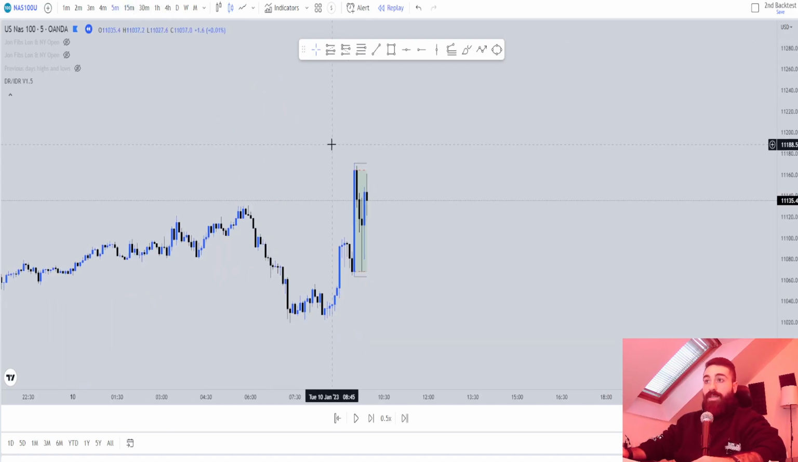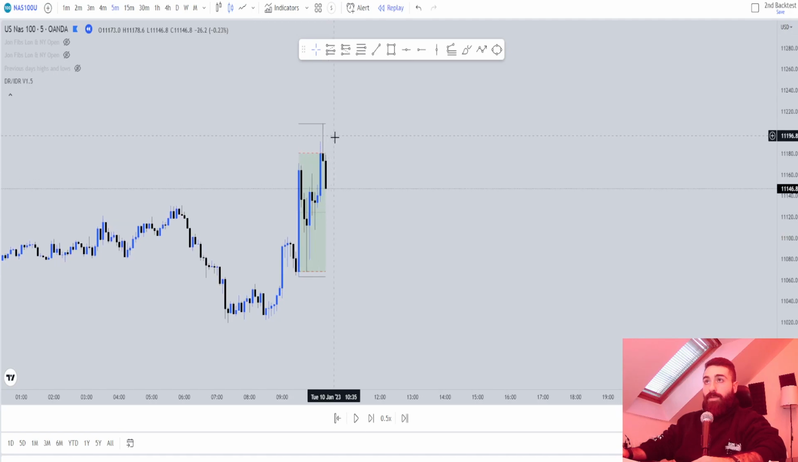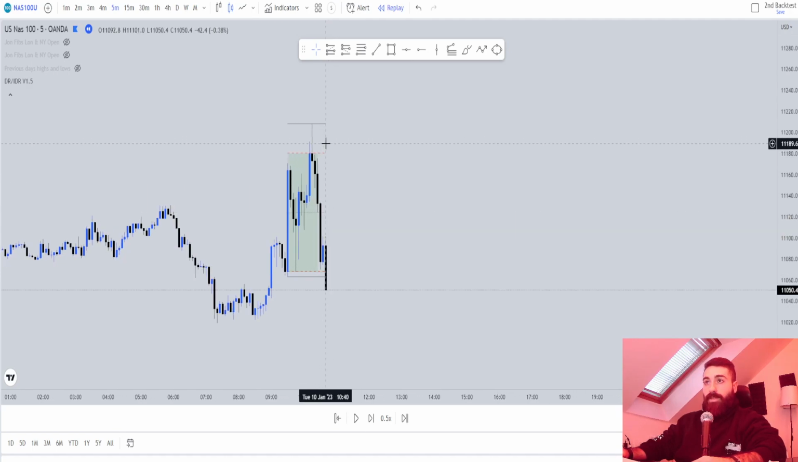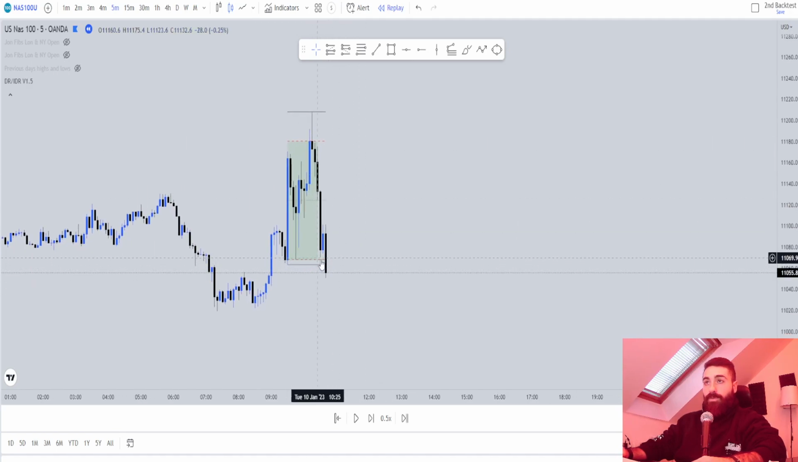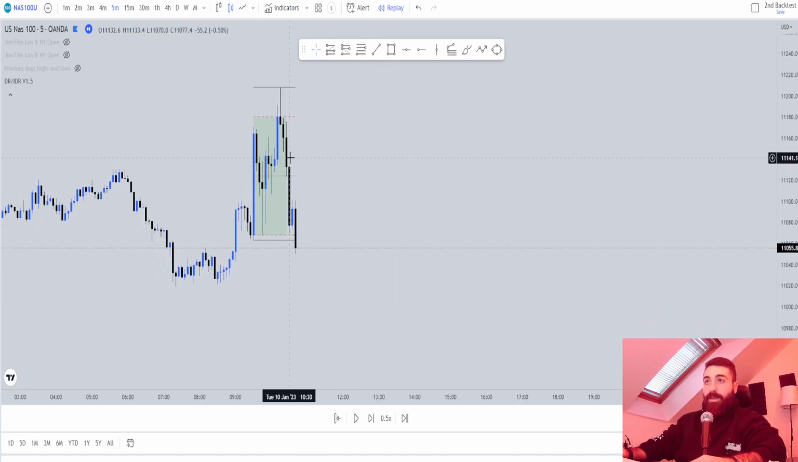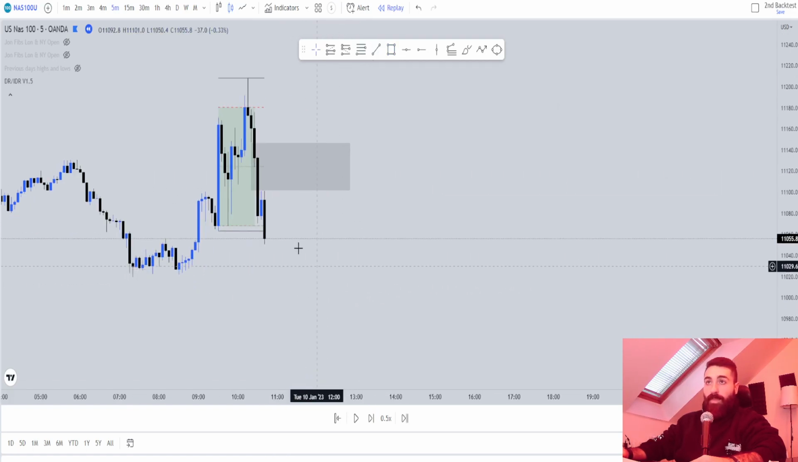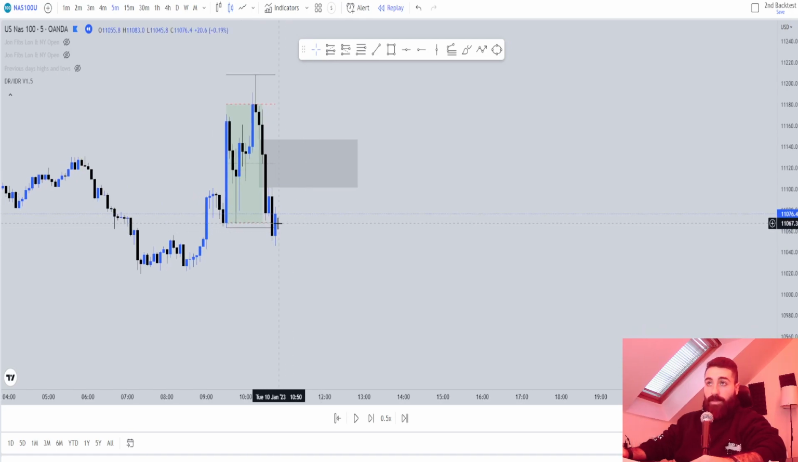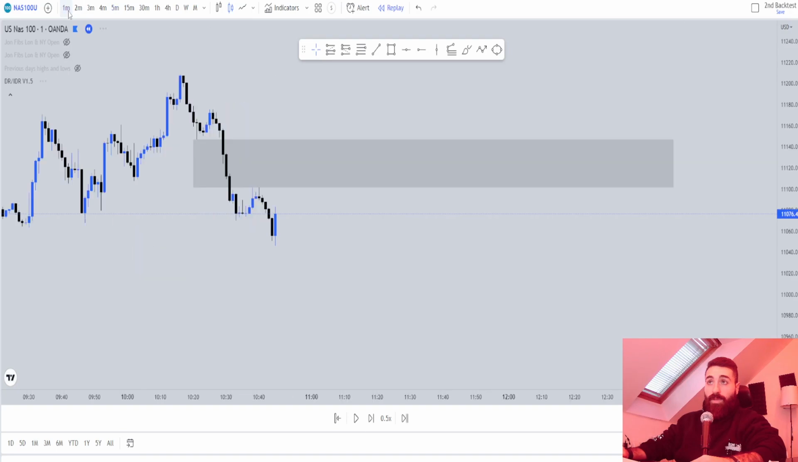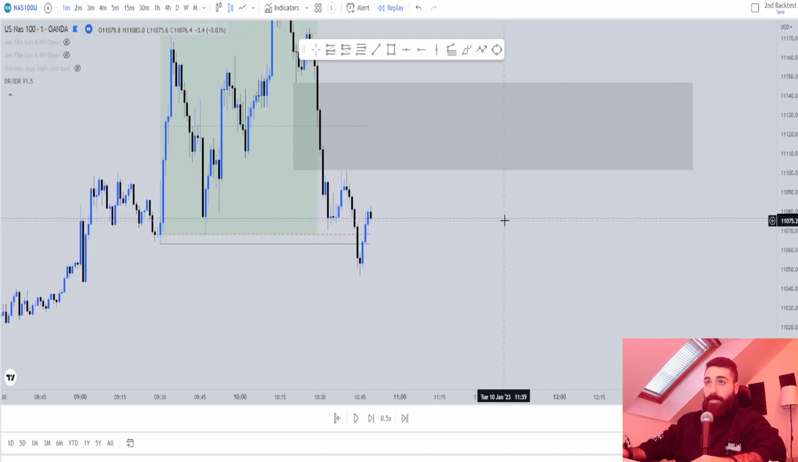This is day 2. Let's see what's going to happen. At 10:30, we close below. Now what do we have? We have this imbalance from here to here. We have a fair value gap and an imbalance here, and we closed below, so we also have this one. As we can see, we traded right through it. Let's go to the lower time frame.